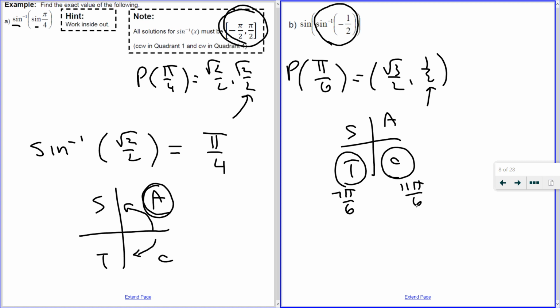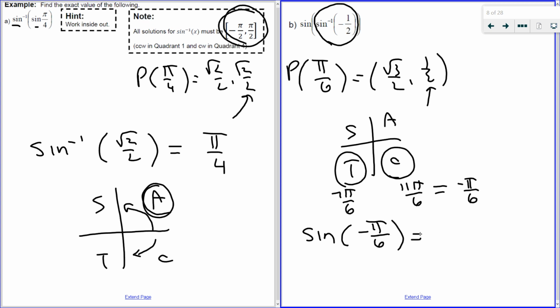Remember, our restrictions for sine inverse, because we want it to be a function, is from negative pi over 2 to pi over 2. So instead of saying 11 pi over 6, I am going to say that that is the same as negative pi over 6. Those are coterminal angles. So the only thing that fits within my domain would be sine of negative pi over 6.